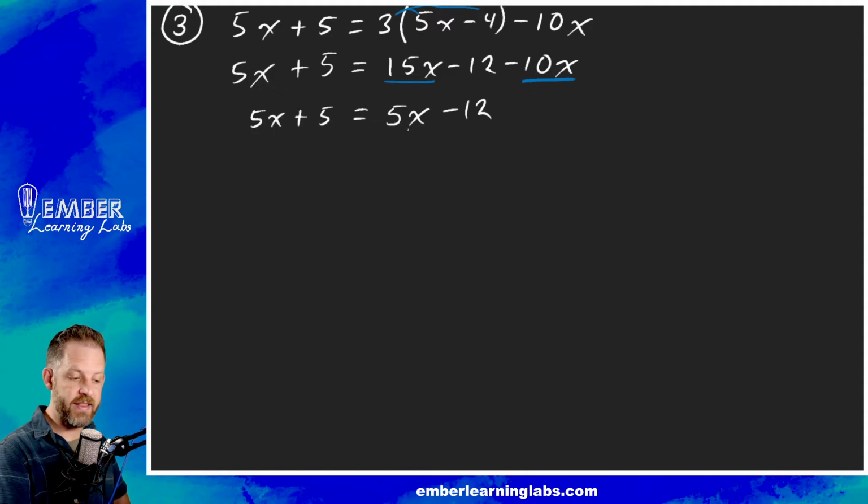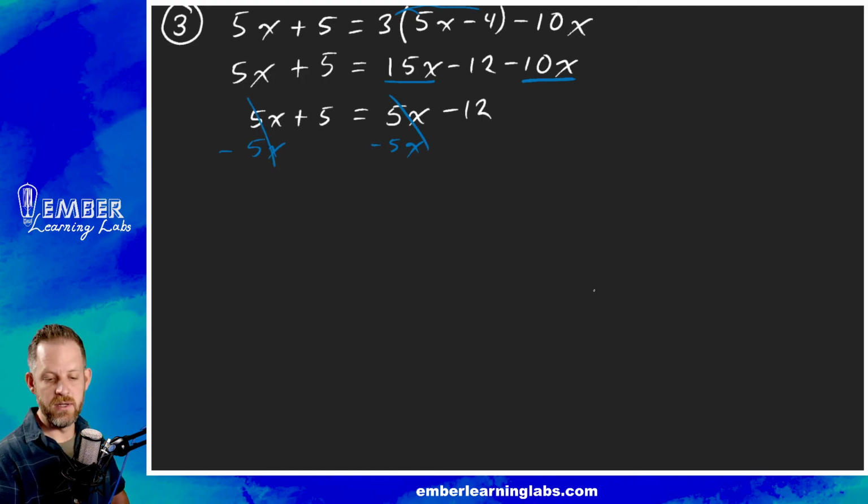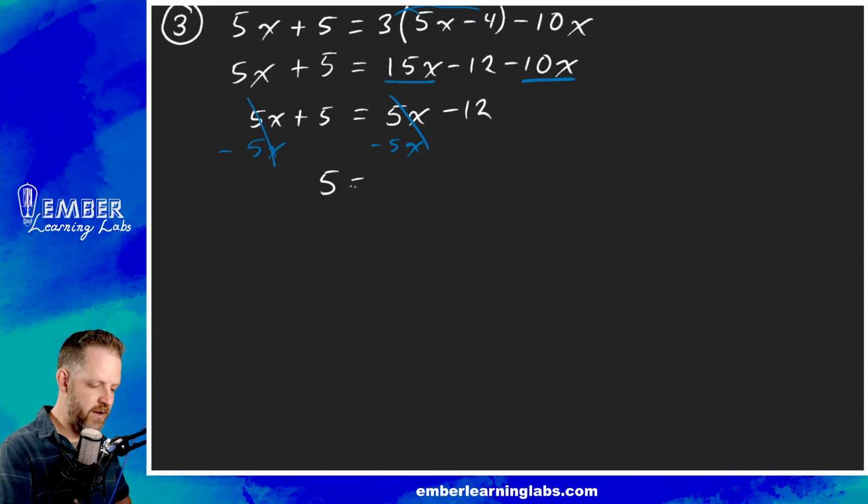Okay, we got to get this x over that one. So we're going to subtract 5x from both sides. And then, a thing has happened. Because that one cancels, and so does that one. So we're left with 5 equals -12.